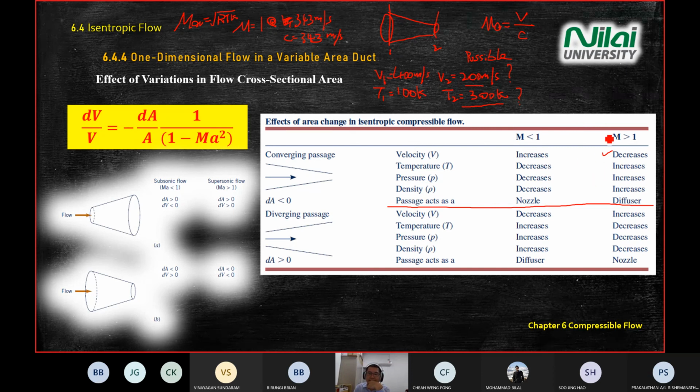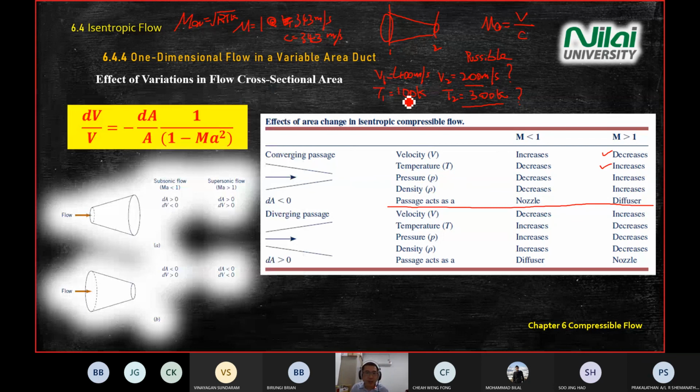Okay. So your answer should be by referring to the table. Mach number is more than 1, correct? Yeah. Then based on this table, the temperature will become increased. So this should be your answer. Yes, sir. So again, this table will help you in the final exam. So don't tell me you don't know how to answer.